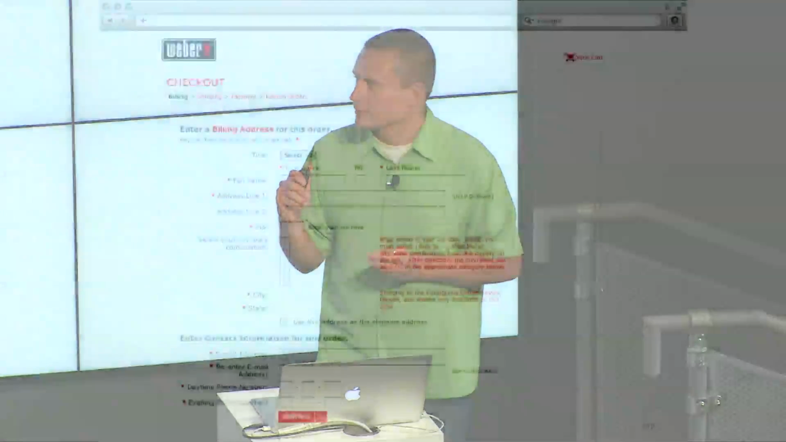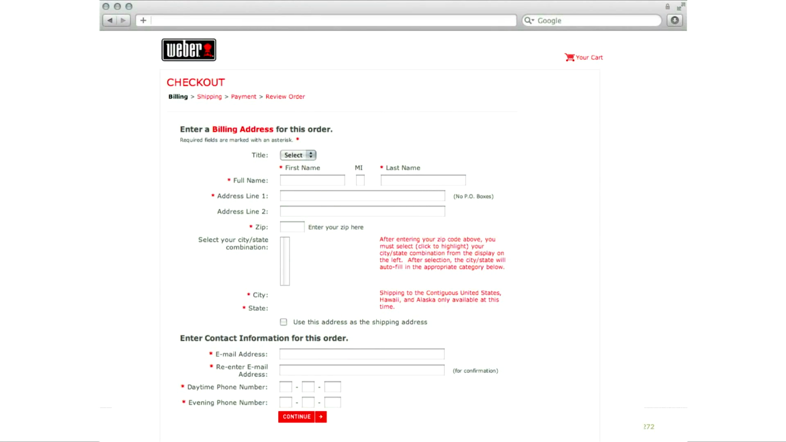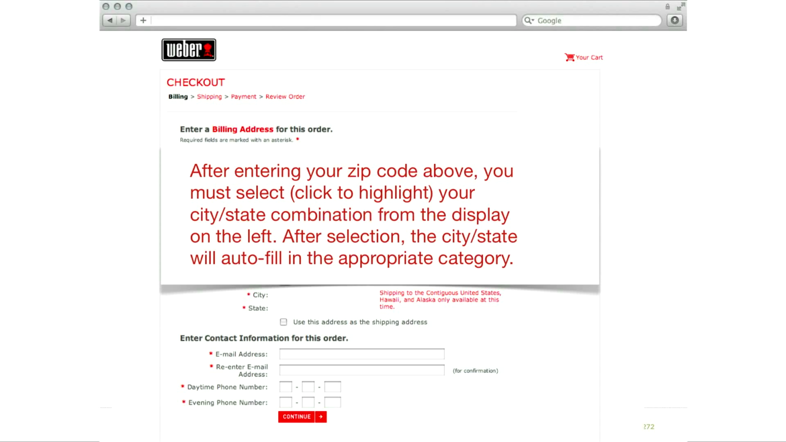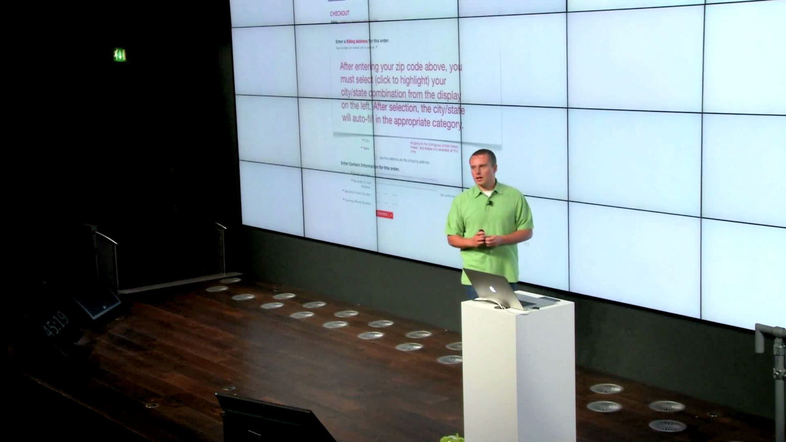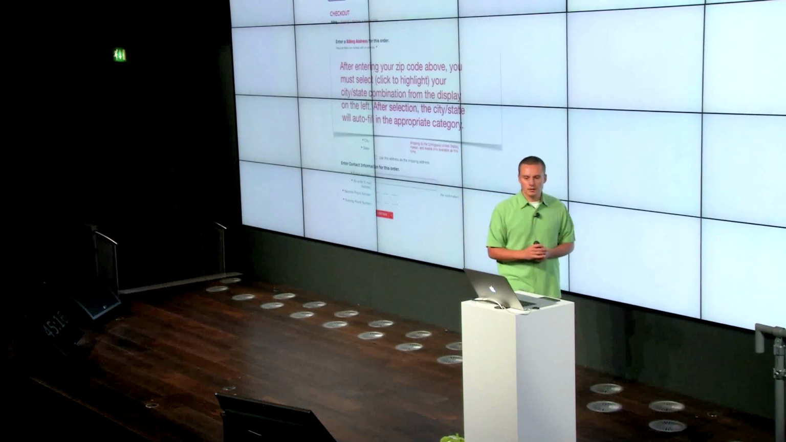Do you see it? Let's look at it. After entering your zip code above, you must select, click to highlight your city-state combination from the display on the left. After the selection, what? So I saw stuff like this, which led me to think people are confused when they encounter this combined postal code things.